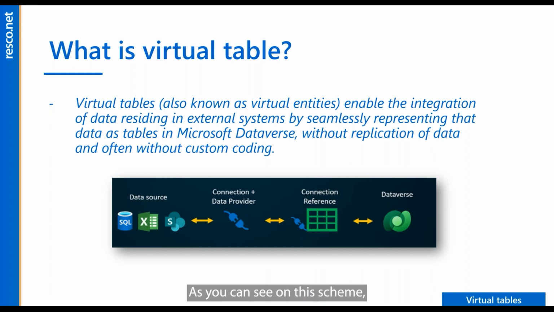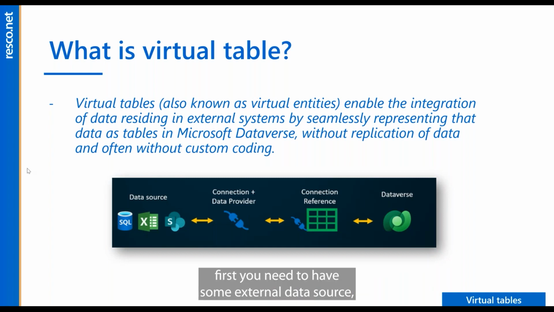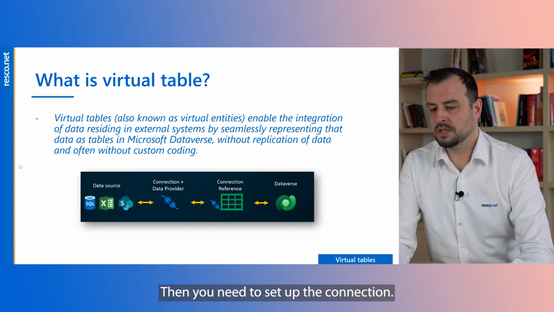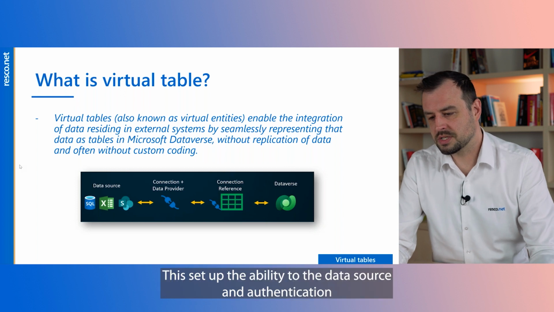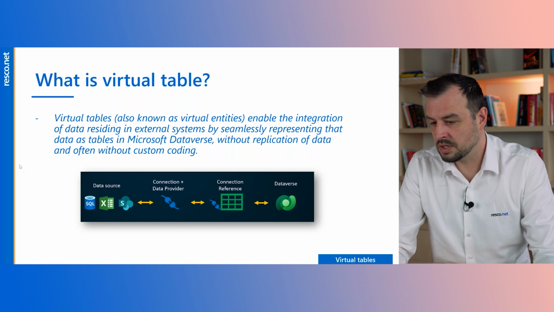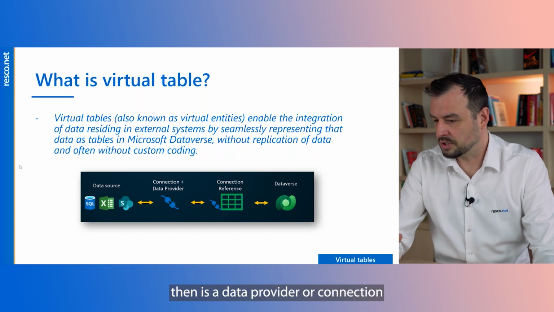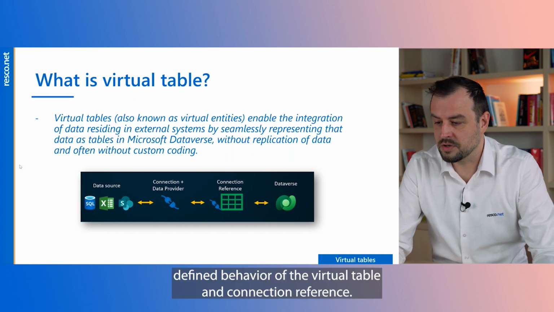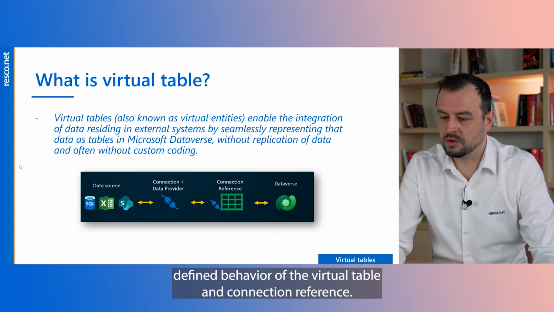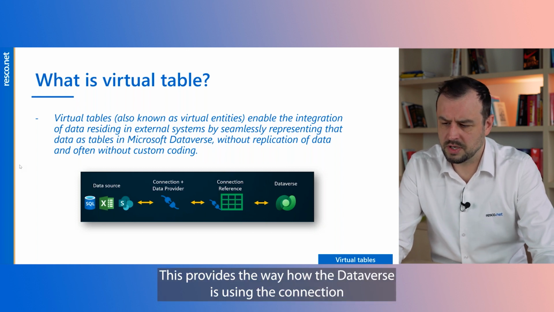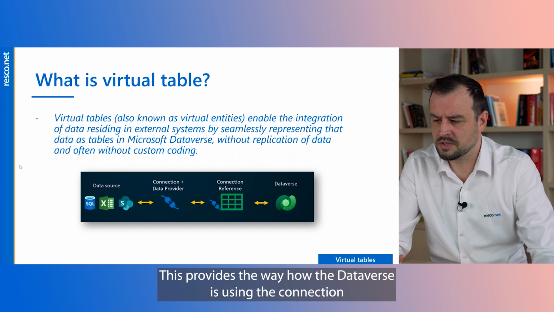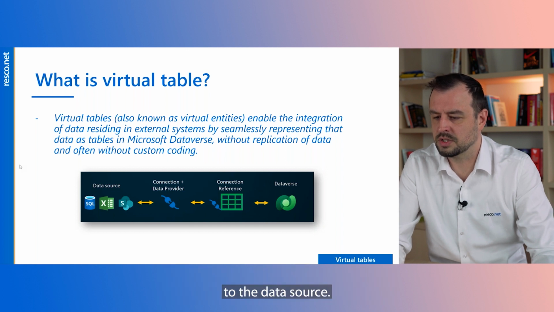As you can see on this scheme, first you need to have some external data source, which is the location where the external data is stored. Then you need to set up the connection. This sets up the ability to access the data source and the authentication. Then it's the data provider or connection, which defines the behavior of the virtual table, and the connection reference. This provides the way how the Dataverse is using the connection to the data source.